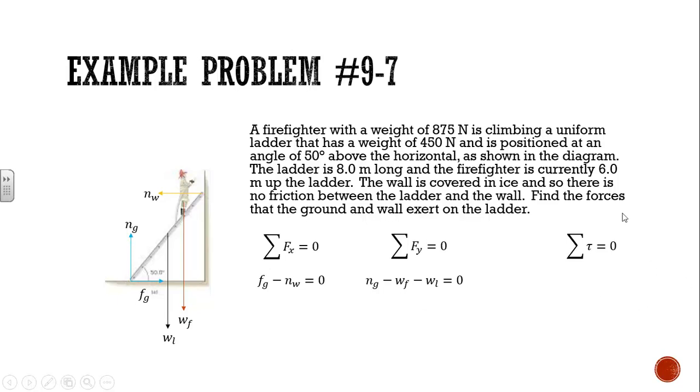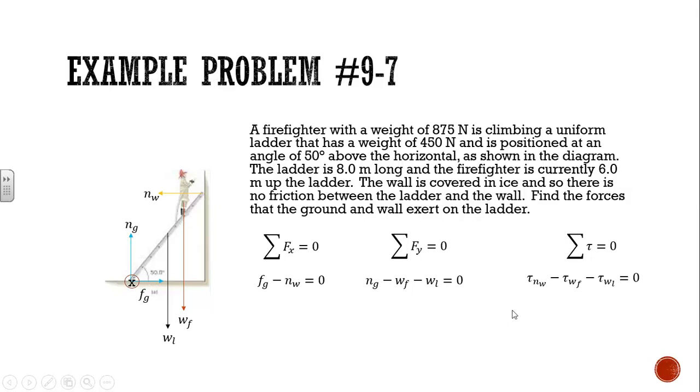The first thing I want to do when I do sum of torques equal to 0 is pick an axis of rotation. I could technically pick anywhere along the ladder if this ladder is stationary, which it is, or not rotating. Probably the most logical place to pick an axis of rotation is where the majority of unknown forces are acting. So in this case, at the point of contact of the ground and the ladder. What that means is that the radius for WL is 4 meters, this radius is 6 meters, and the radius for NW is 8 meters.